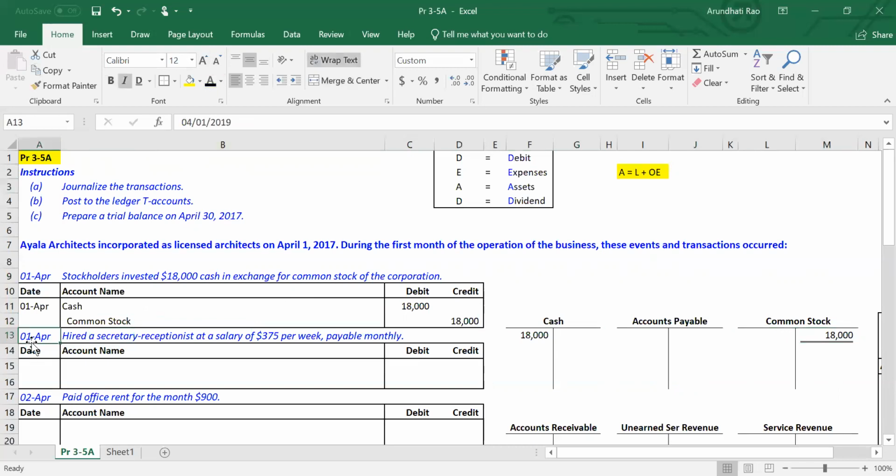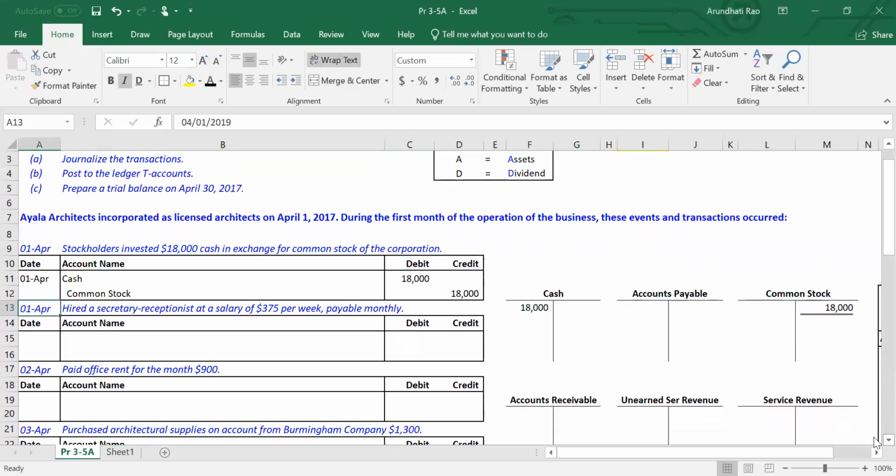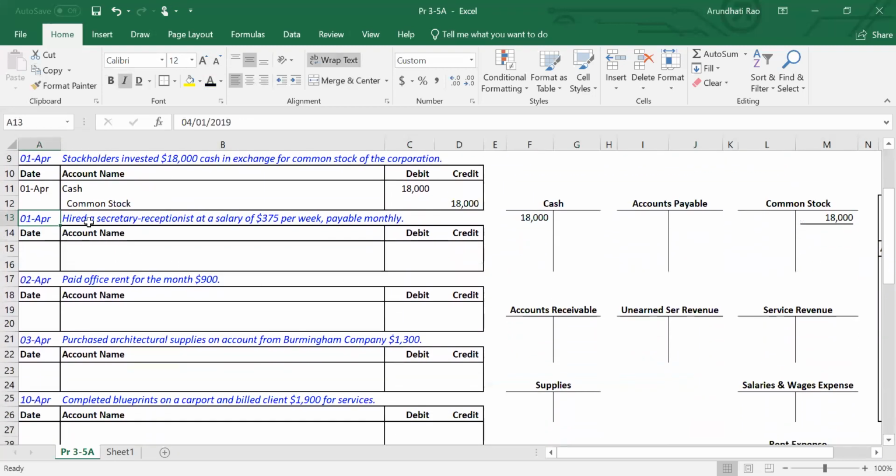The next business event, not transaction, is I hired a secretary who's going to work as a secretary and a receptionist, and I will pay the secretary a salary of $375 per week, payable monthly. So on this day, I have entered into a contract to hire someone. This person has not worked for me as yet. Therefore, I do not owe them any money as yet. Therefore, on this day, I don't need to do anything, but just to make sure that you understand I have not forgotten this information, I'm writing here April 1st, no entry.